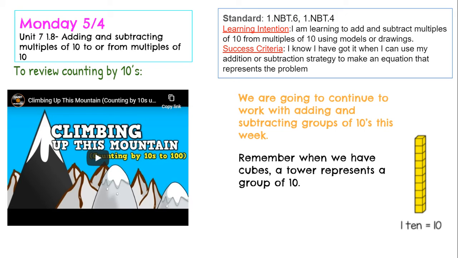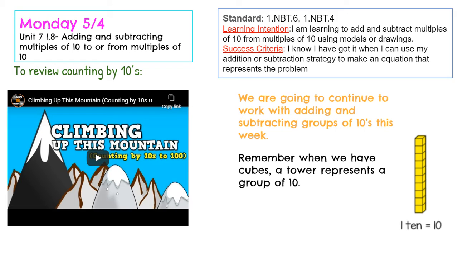Before we get started on your work today, make sure to click on the video Climbing Up This Mountain to practice counting by tens to 100. It's always good to practice because that's how we get better.